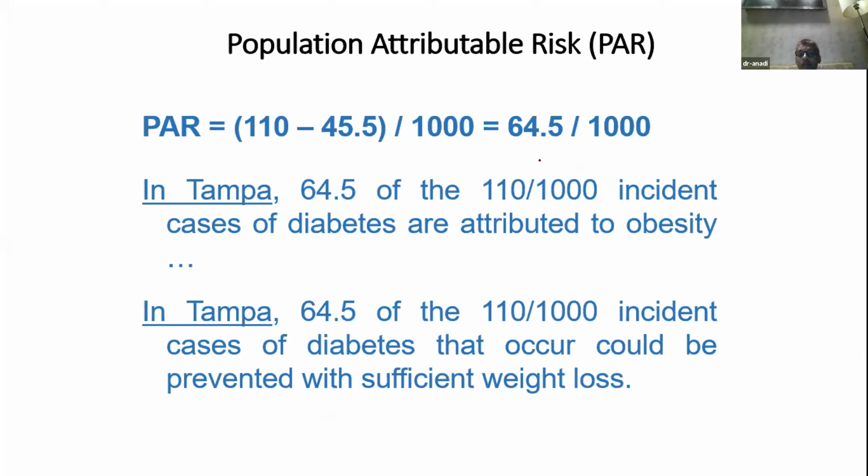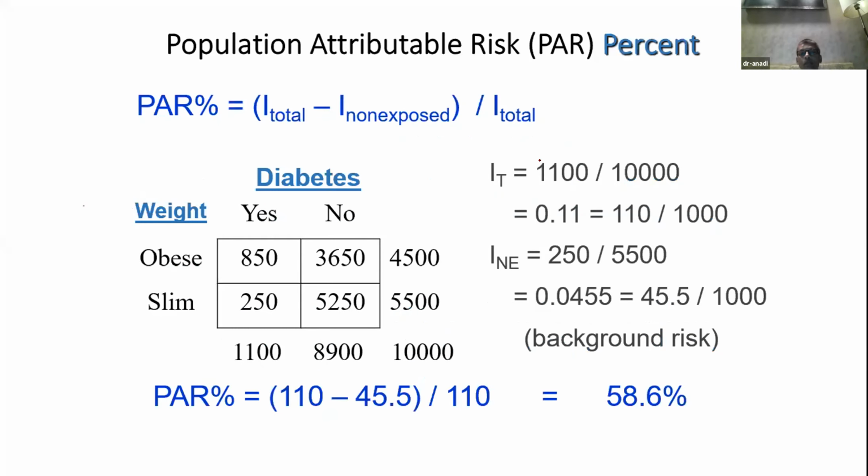So in Tampa, 64.5 per 1,000 is attributed to obesity. It's a huge number. In Tampa, 64.5 per 1,000 of the incident cases can be prevented with sufficient weight loss. The government outline for the policy-making decision is to reduce weight. So PAR percent is I total minus I non-exposed, by I total. So 110 minus 45.5 by 110, into 100, that is 58.6%.